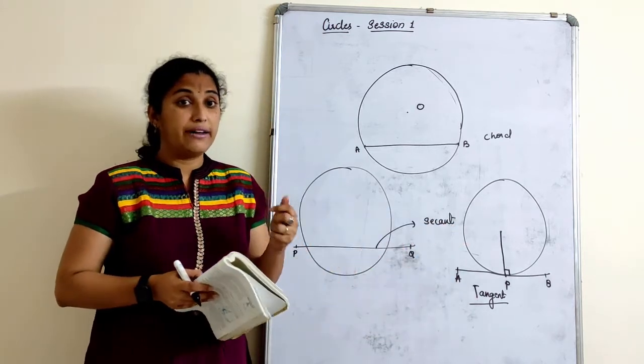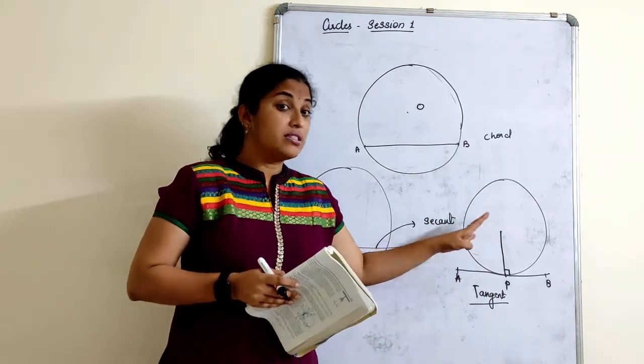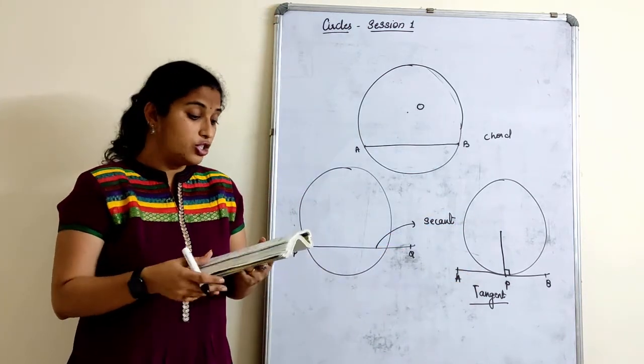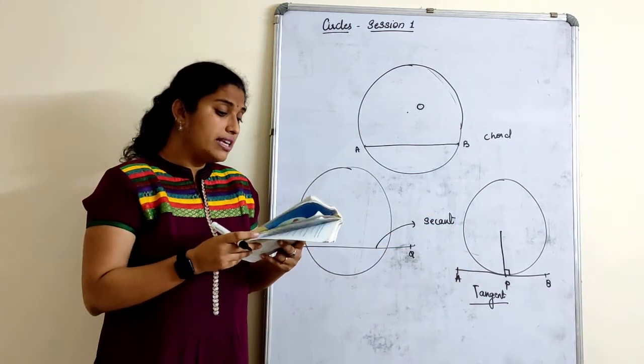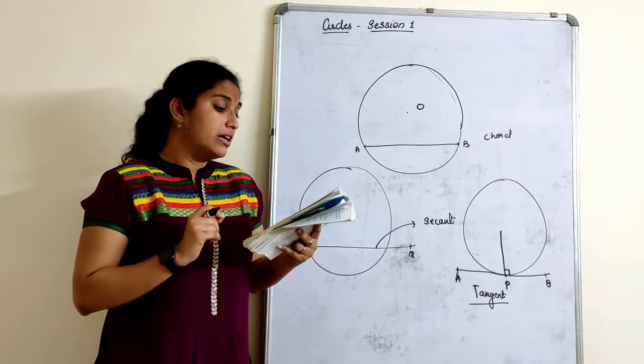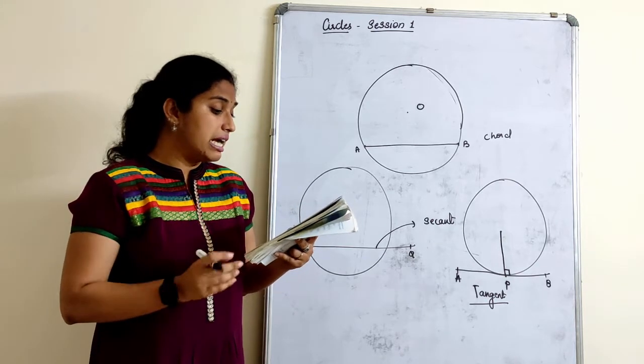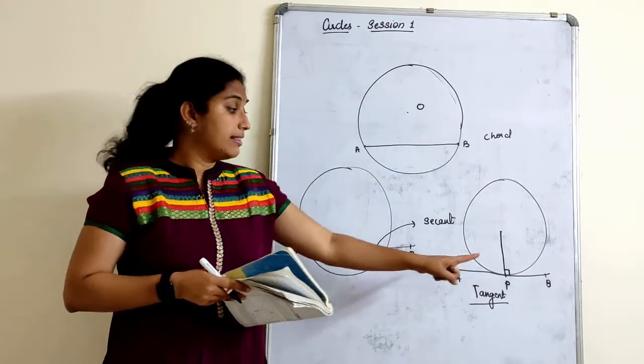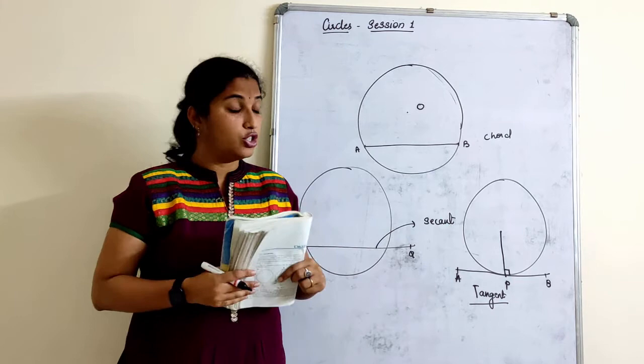Basically in this chapter you have some theorems related to circle with respect to tangent. So what is a tangent? A tangent to a circle is a line that intersects the circle at one point. That is the definition for tangent.